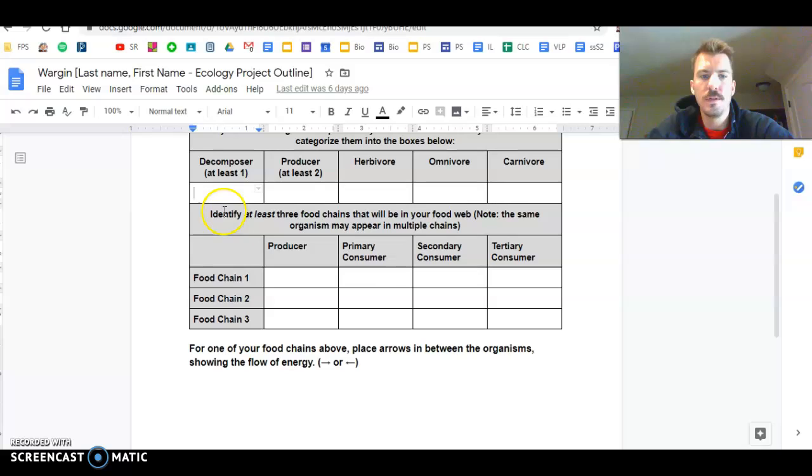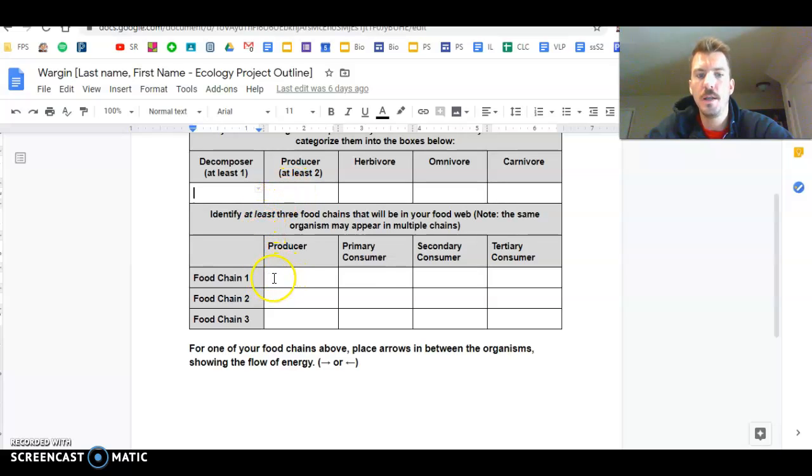The next thing to do is to identify at least 3 food chains that will be in your food web. The more organisms you have up here in your examples, the easier it is to make your food chains. You need to make 1, 2, 3 different food chains starting with a producer. So feel free to pull from your organisms up here down to your food chains.